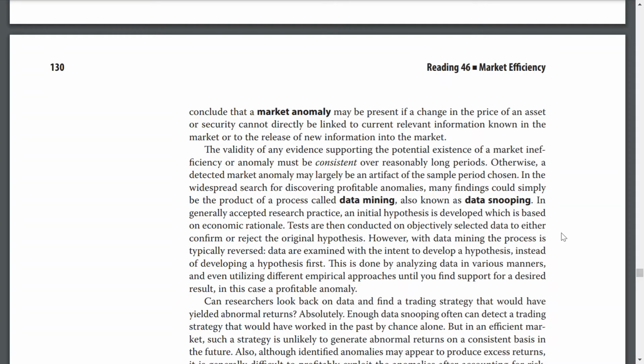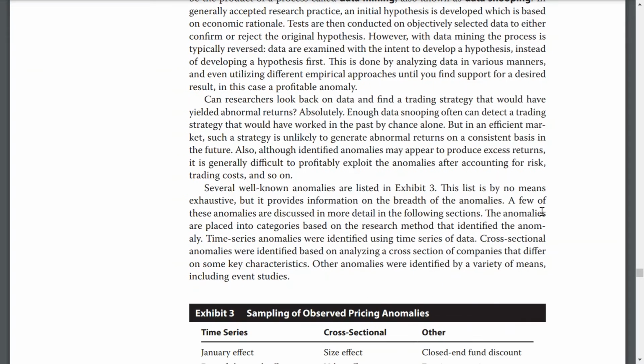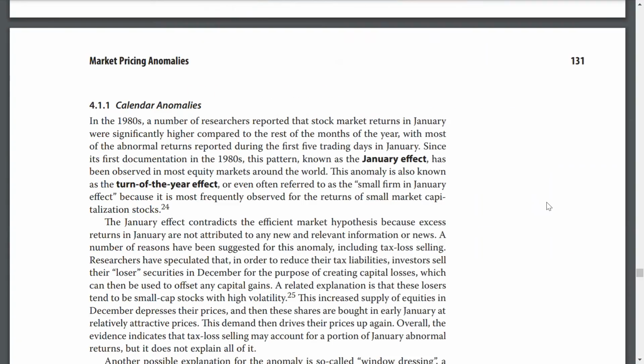The validity of any evidence supporting the potential existence of market inefficiency or anomaly must be consistent over reasonably long periods. Otherwise, a detected market anomaly may largely be an artifact of the sample period chosen. In the widespread search for profitable anomalies, many findings can simply be the product of chance, data mining, and data snooping.